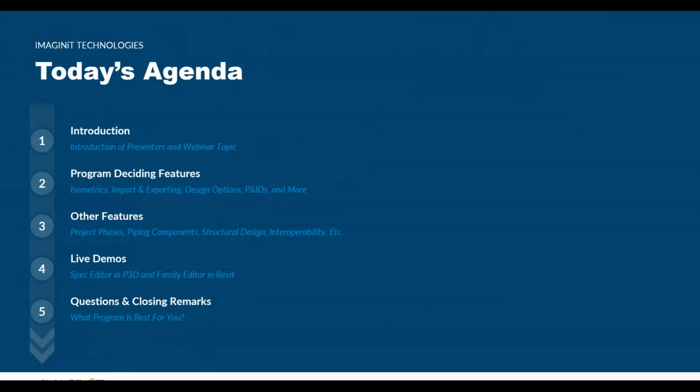Today's agenda will give a brief introduction of our presenters and the webinar topic, and then we'll get straight into program deciding features such as isometrics, importing and exporting, design options, P&IDs, and more. Then we'll get into other features such as project phases, piping components, structural design, and interoperability. Then with the time remaining, we'll try to get into some live demos to show a little bit of the spec editor for Plant 3D and the family editor in Revit, and then we'll open the floor up to some questions.